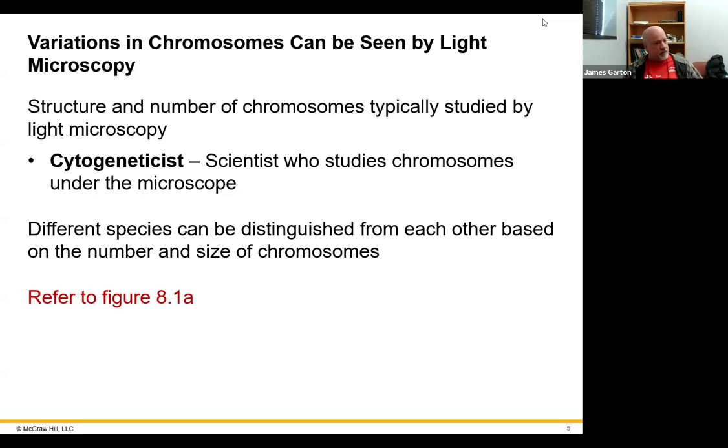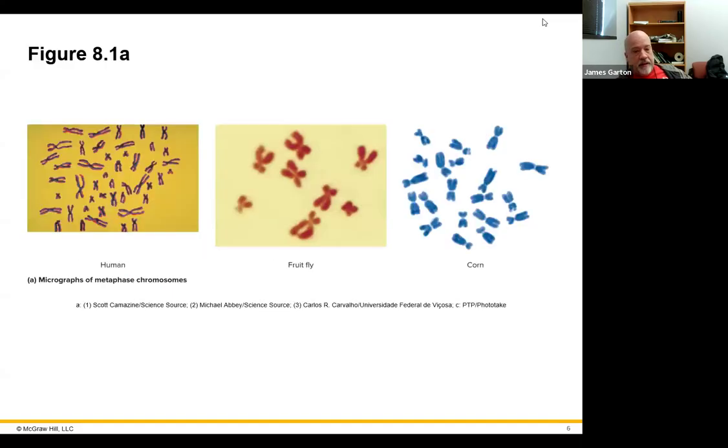And every species has a defined chromosome number, and each chromosome of every species has a defined size. And okay, this is just a picture of chromosomes in a human. There's from a fruit fly. There's from a corn plant. And the individual chromosome makeup will be fairly unique to each species.